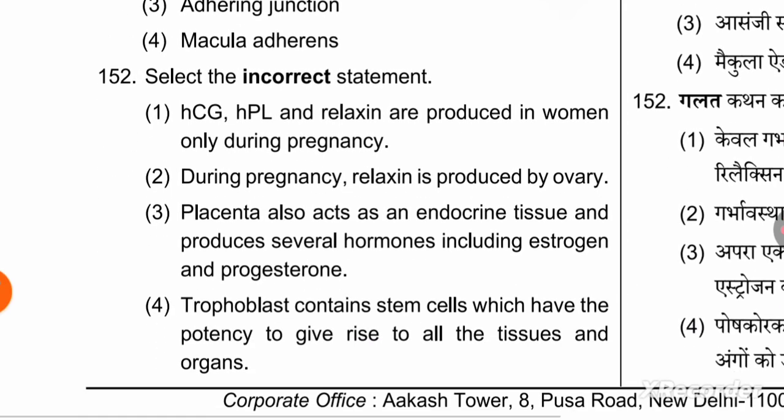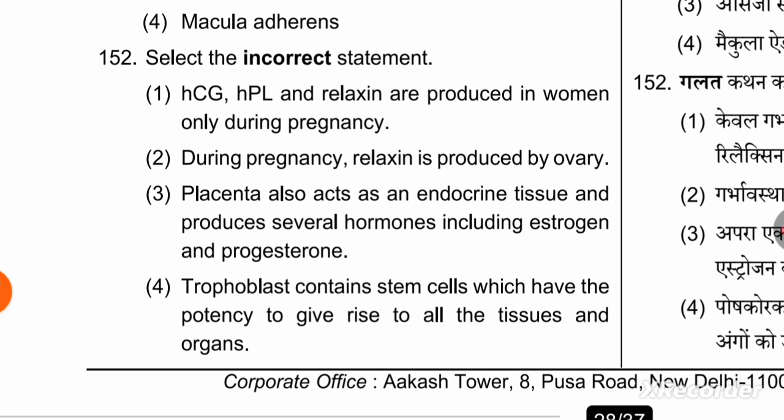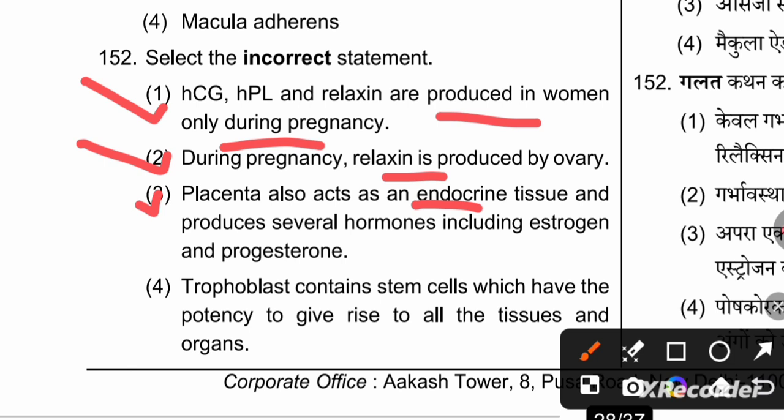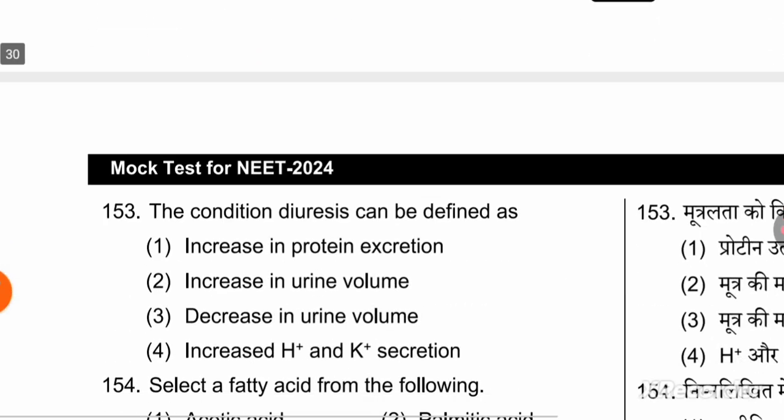Select the incorrect statement among them. In 152, we need to find the incorrect statement. HCG, HPL and relaxin are produced in women only during pregnancy. Yes, it is a correct statement. During pregnancy relaxin is produced by the ovary. This is also right. The placenta also acts as endocrine tissue because it produces some hormones. This is also right. Trophoblast contains stem cells. No, not the trophoblast. The inner cell mass contains stem cells. So this is the incorrect statement regarding the female reproductive system during pregnancy.